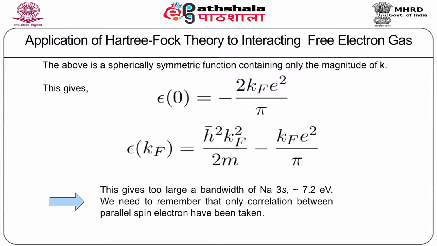Applying this to the case of the sodium metal, this gives too large a bandwidth of sodium 3s, which turns out to be 7.2 eV. We need to remember that only correlation between parallel spin electrons has been taken into account within the Hartree-Fock theory.